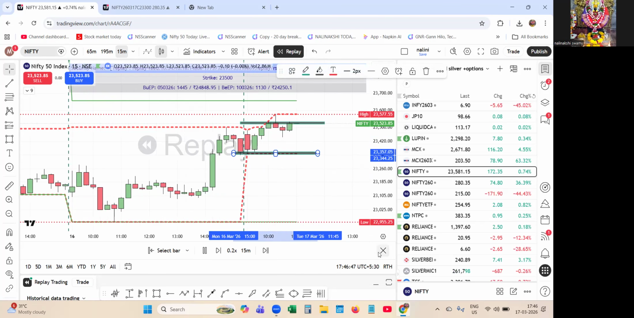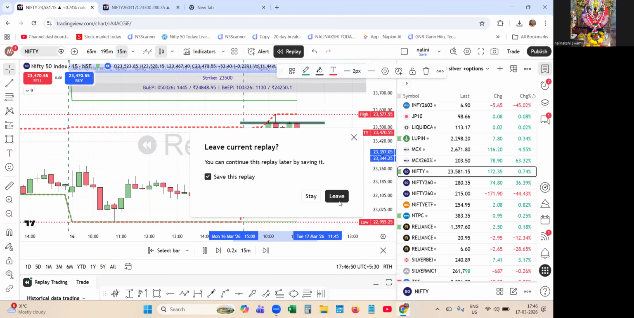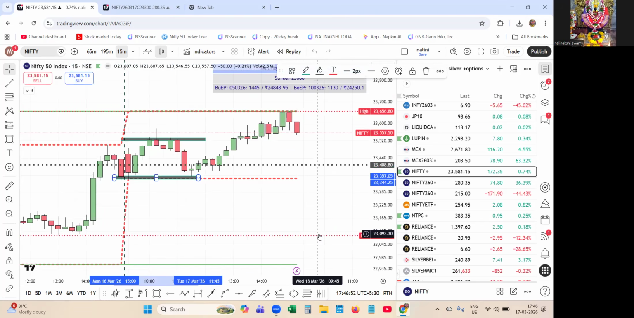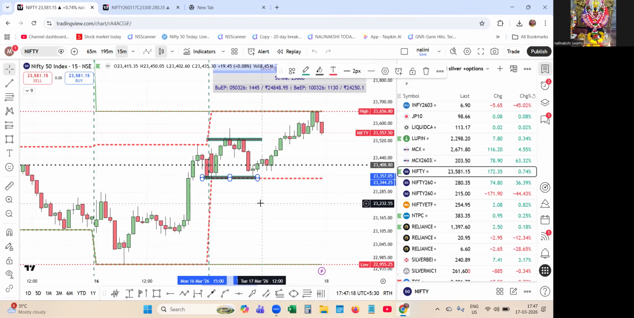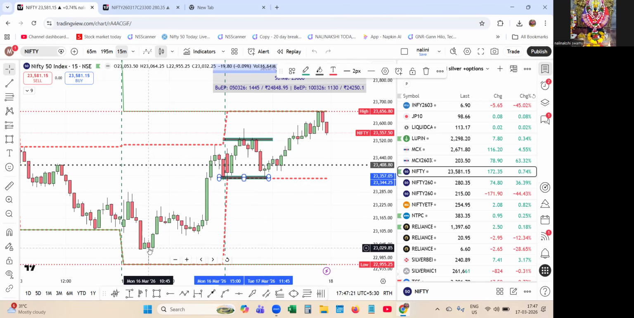Let me stop the playback mode and show you. When I do this, I mark this. This is the current day reference for the day. So I knew that this is the range. If in any case Nifty starts trading above this range, it is positive, and if it starts dipping below, it becomes negative. But the bias was positive.